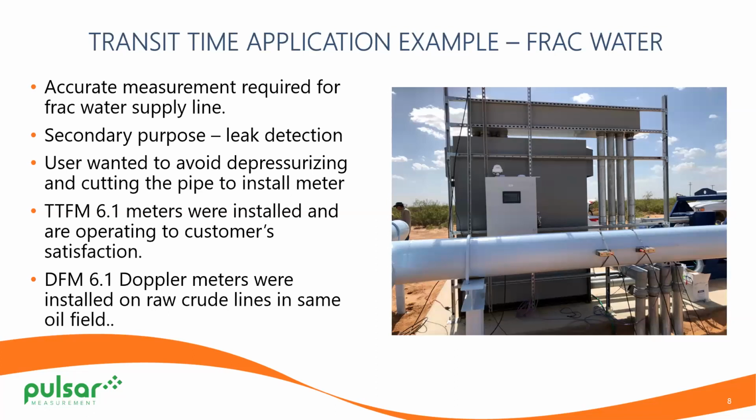We'll just give a typical transit time application. This one here happens to be a frac water supply line. This is pretty clean water. It's being used to accurately measure the water that's being supplied. Also being used for leak detection, because sometimes these lines can go on for miles, and they want to see if anything's being lost between point A and point B. The result is that these are operating to customer satisfaction.